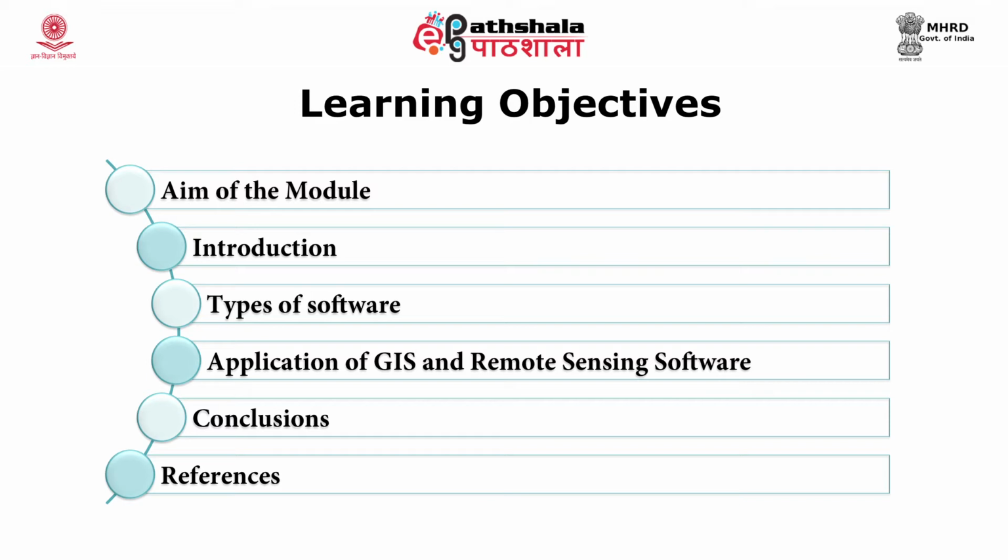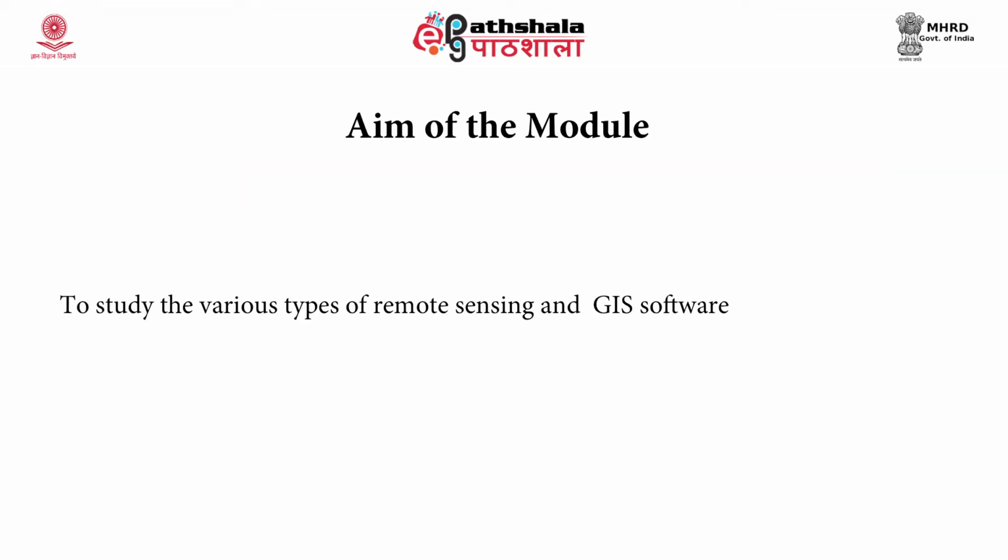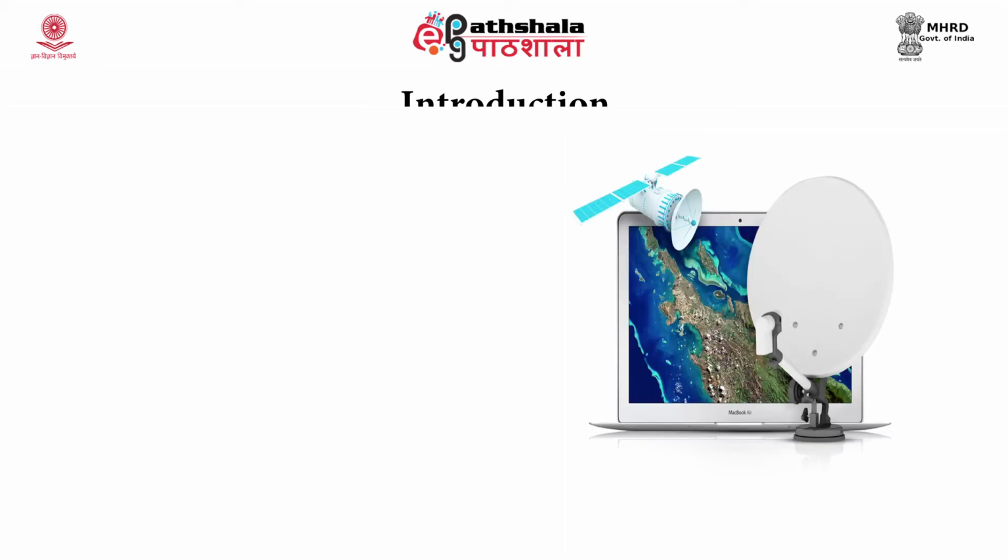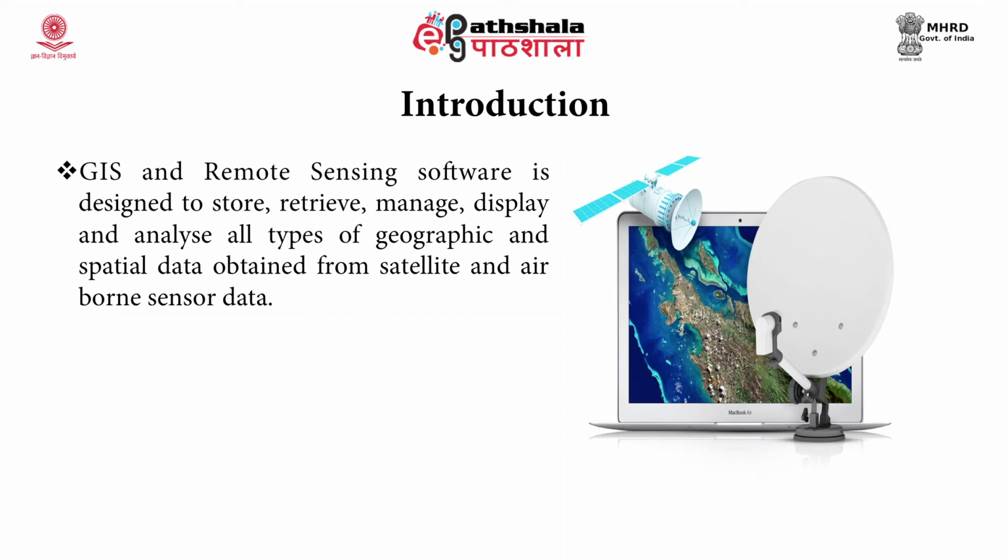These softwares work specifically on georeferenced and spatial data and are basically of two types, open source as well as commercial. So let us begin with these softwares. So students, coming to the beginning of our module, GIS and remote sensing software is designed to store, retrieve, manage, display and analyze all types of geographic and spatial data that has been obtained from satellite and airborne sensor data.